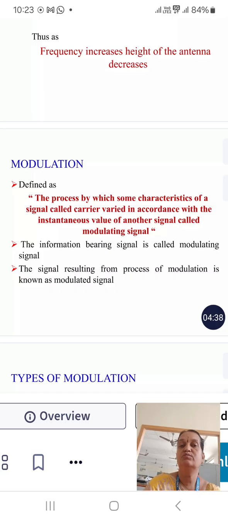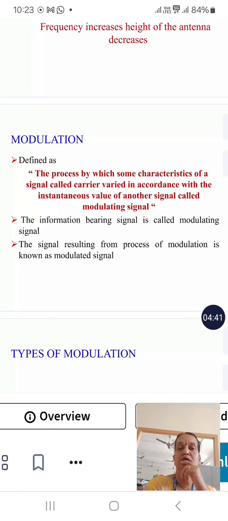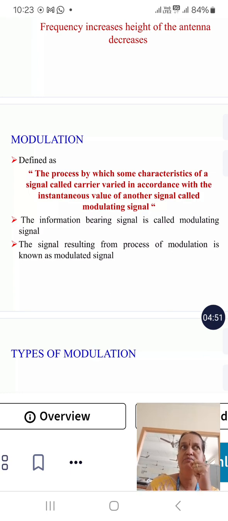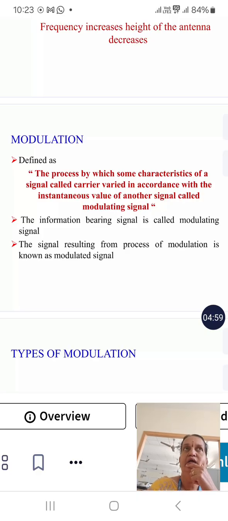The next topic is modulation. The need for modulation: we understand that if the low frequency signal is delivered as such, the practical length of the antenna becomes very high. Second, the noise signal gets overlapped with our information signal at low frequency content. And third is narrow banding. Based on the need for modulation, we go for the definition of modulation.